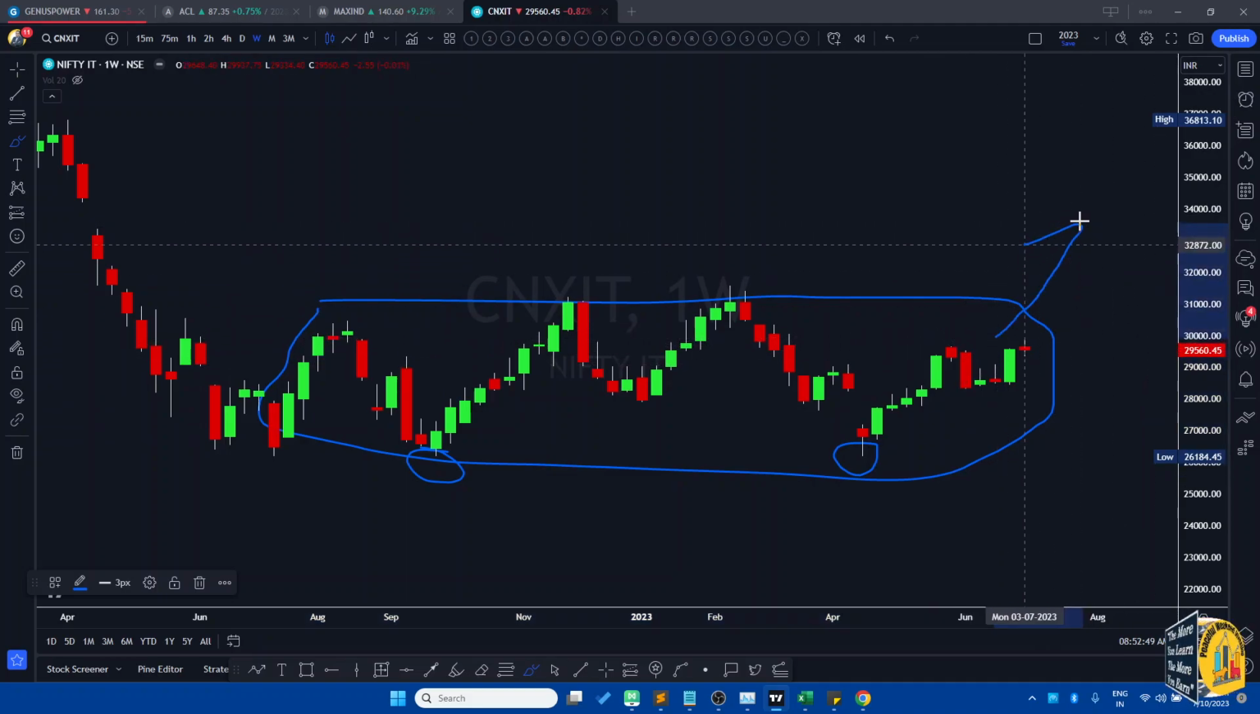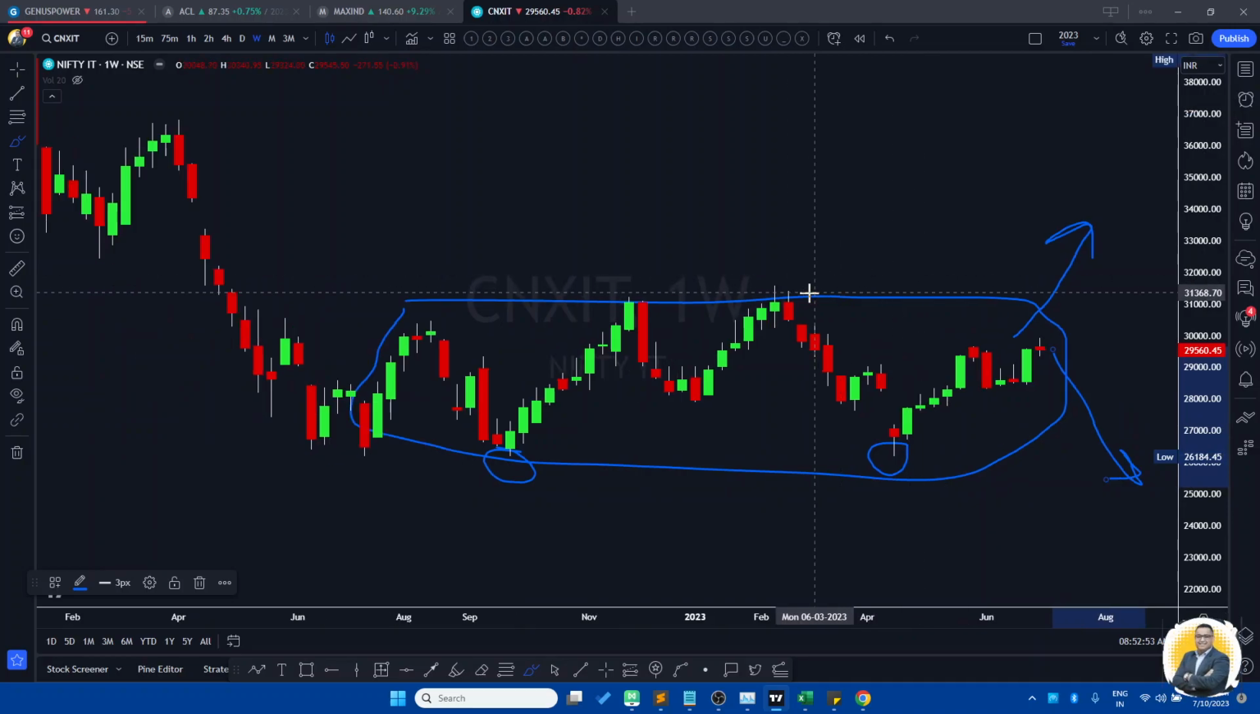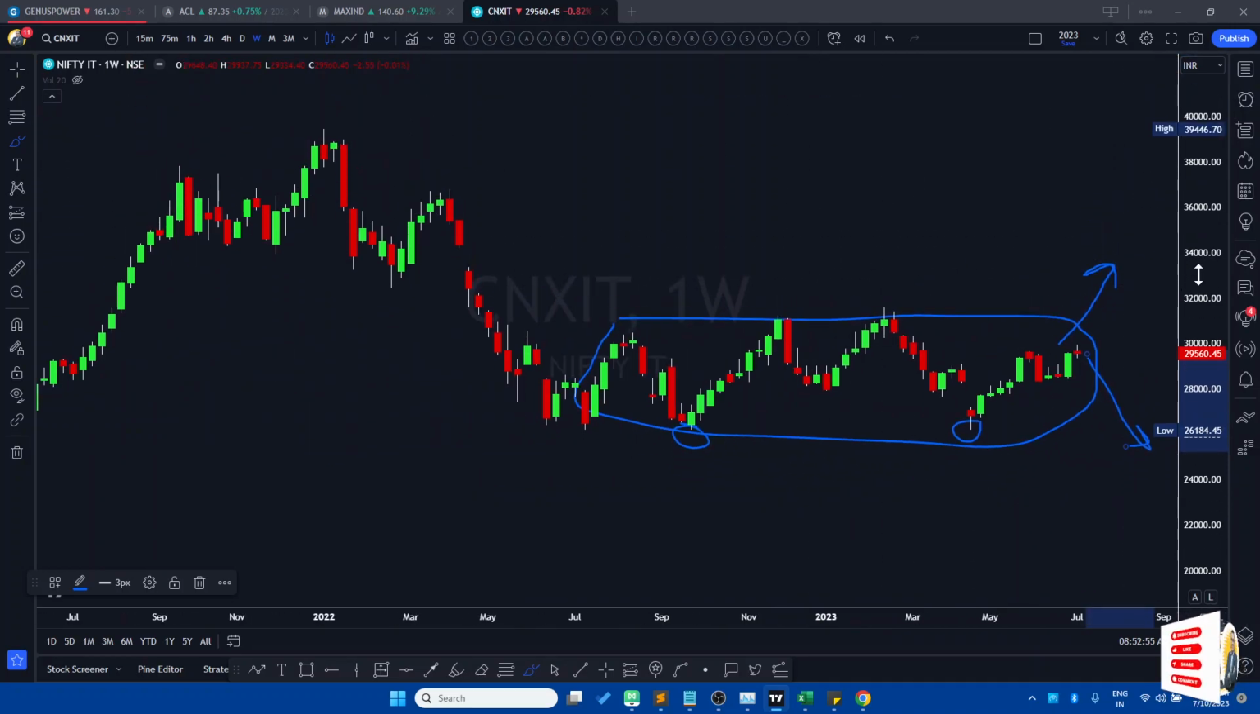Now it can go up, it can go down, but I think this is where we have to analyze what's happening and look at specific stocks in this sector. So that's one sector analysis for you.